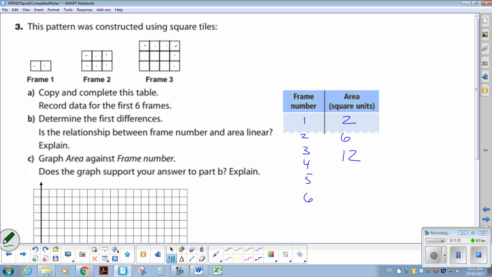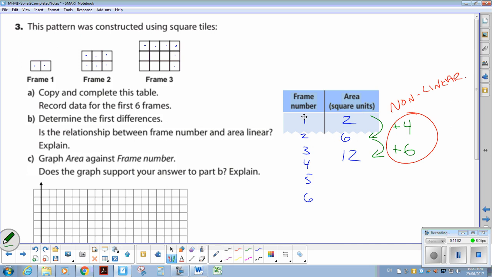Okay, let's see if we can find a pattern here. To go from 2 to a 6, we added 4. 6 to a 12, we added 6. What does that tell me right away? Okay, so we have a non-linear example here, a non-linear relationship.